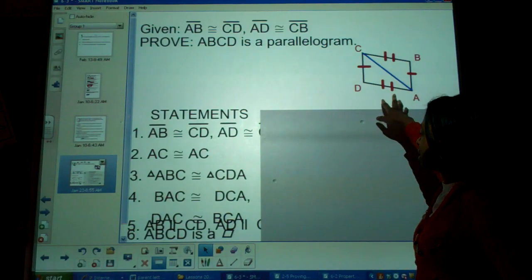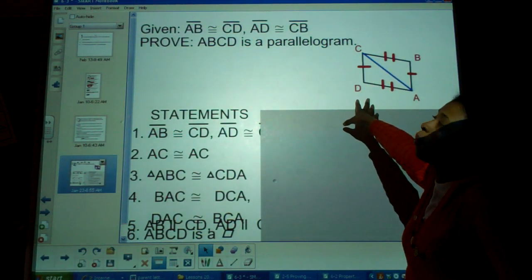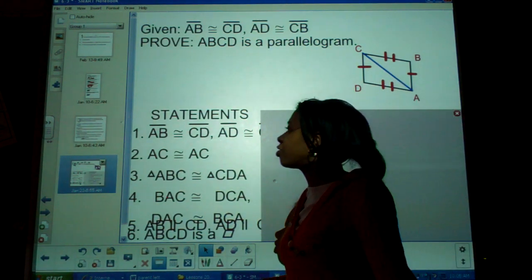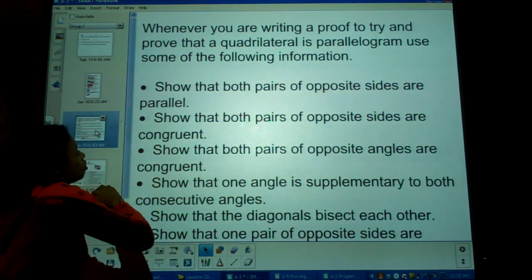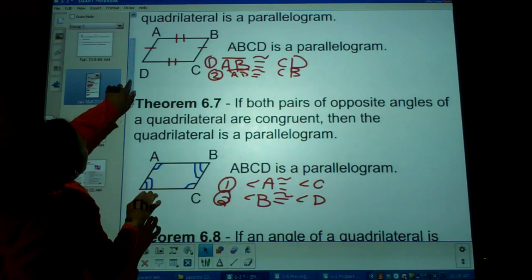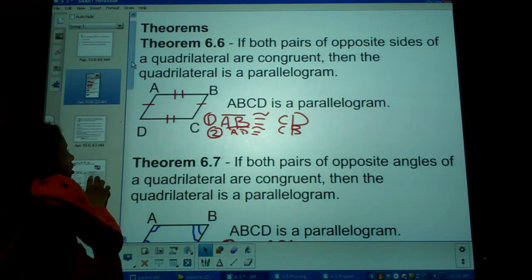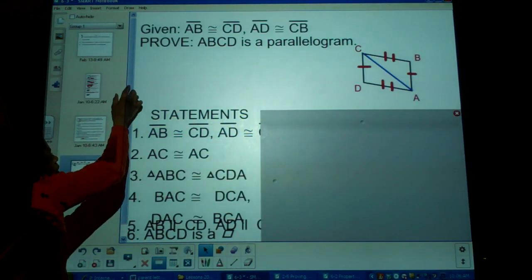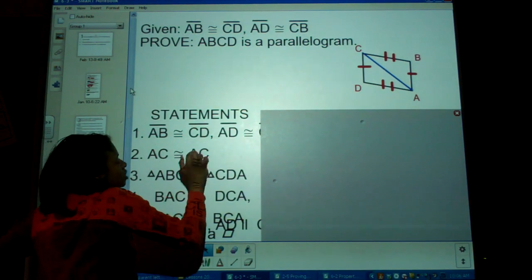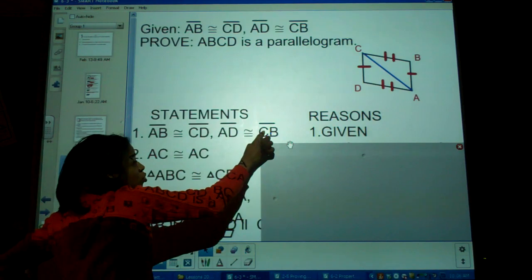Immediately when I see this, I'm thinking to myself, what theorem was that where they said the two opposite pairs have to be congruent to one another? You shouldn't need to come back, but if you do, when I have the two opposite sides, that's theorem 6.6, when it says two pairs of opposite segments are congruent on a parallelogram. So I start off with the statements. AB is congruent to CD and AD is congruent to CB.